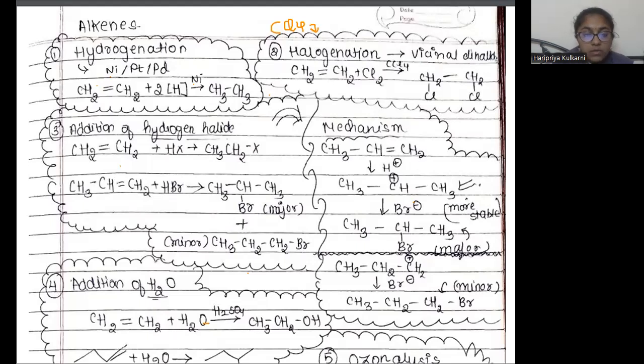So you don't need to write attached from the right side or left side. The major product is attached from the middle carbon. Now, what is the mechanism? The mechanism for addition of hydrogen halide goes like this, as you can see.